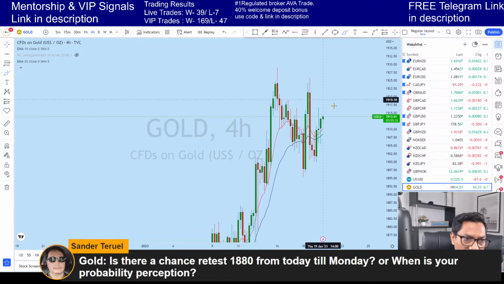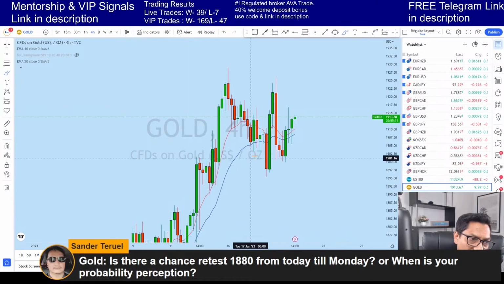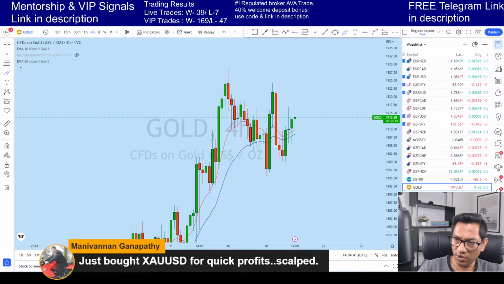So basically I think you can see that the market is still bullish. The green candles are much stronger than the red, so this market we can still consider bullish. A very good idea.